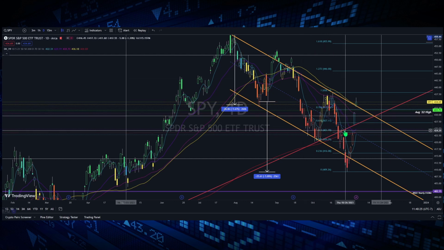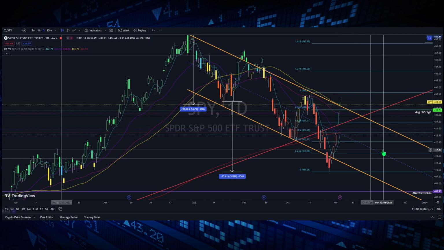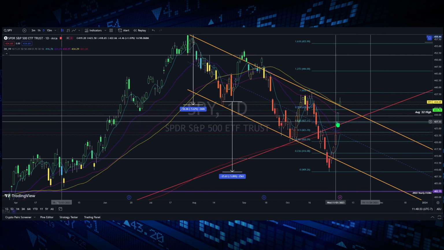So yes, we are out of it right now, but the way I have it drawn, we were out of it here too. So really what I'm looking for is, will this trend channel be respected? Will we continue the downtrend? Or is it going to be completely invalidated?